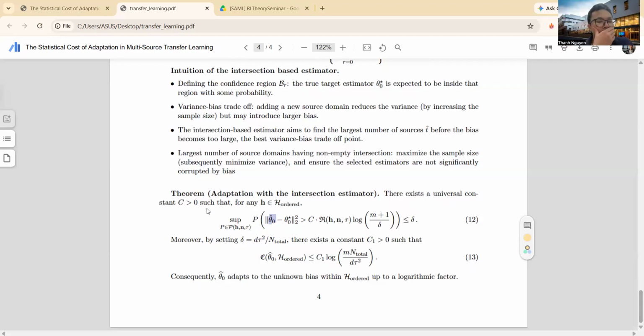I see. So basically they say that if you do the intersection estimator, then the estimation error would be close to the minimax risk, up to some log term and constant term, for all possible problems P in the problem class H and tau. I see.